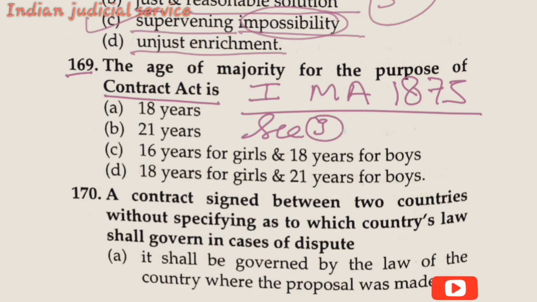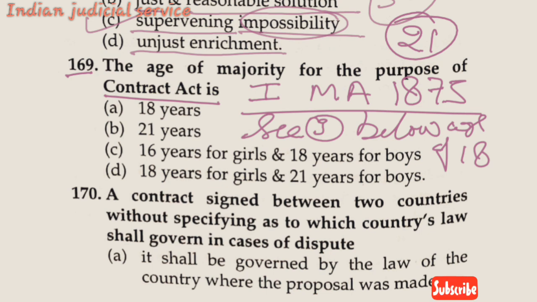Section 3 deals with this: every person below the age of 18 years is treated as a minor. But where a guardian is appointed, that is, the person or the property of that person is under the custody of a guardian, in that case such a person remains a minor till the age of 21 years.